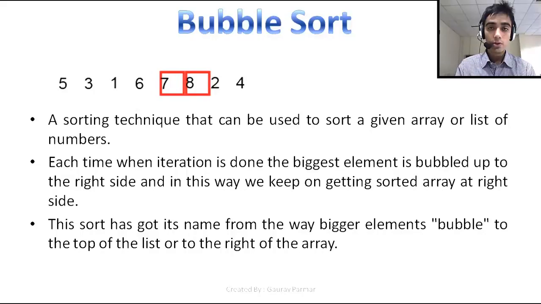Right now what you can see on the screen is an example of bubble sort. The bigger element is 8, so it is being shifted to the right side of the list or the array. Here we go.